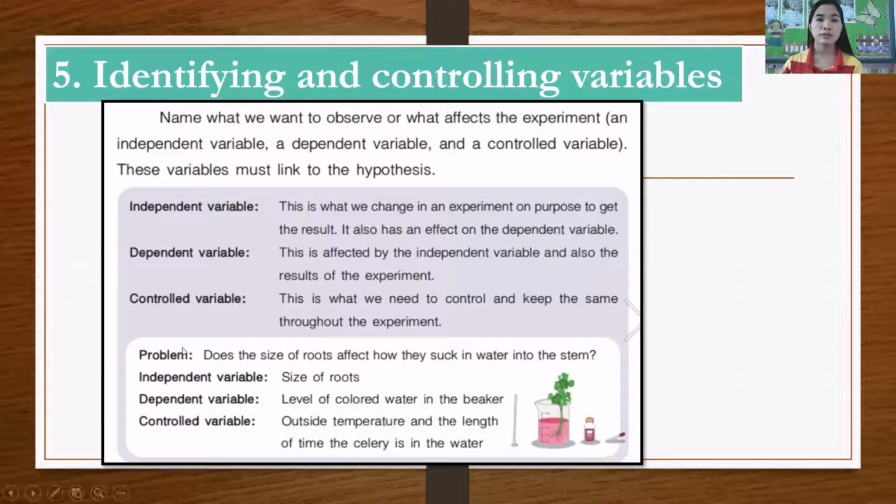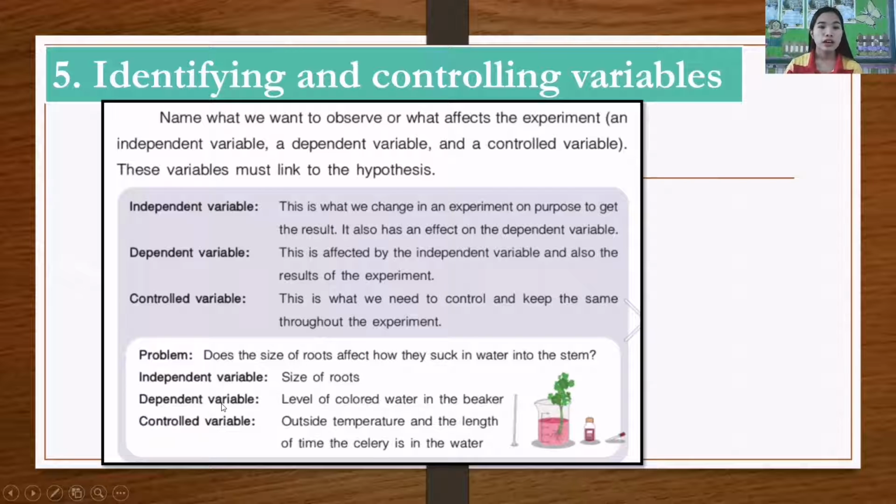So this is an example. We have here the problem: Does the size of roots affect how they suck in water into the stem? So what is the independent variable there? Okay, the independent variable there is the size of roots, because the size of roots can be changed. They become bigger and bigger.